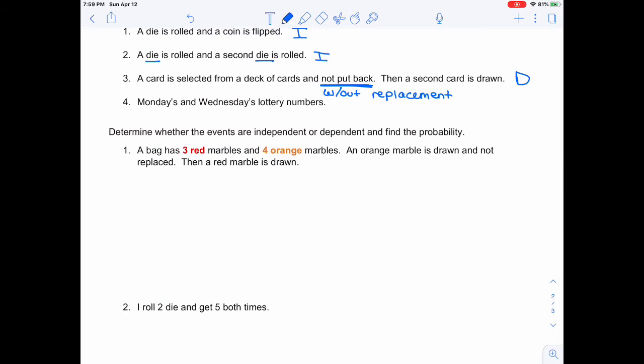And our final one, Monday's and Wednesday's lottery numbers. Those have nothing to do with each other. They're completely independent, so we should mark that with an I.